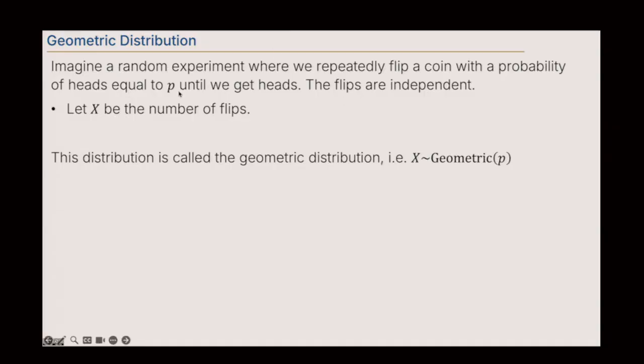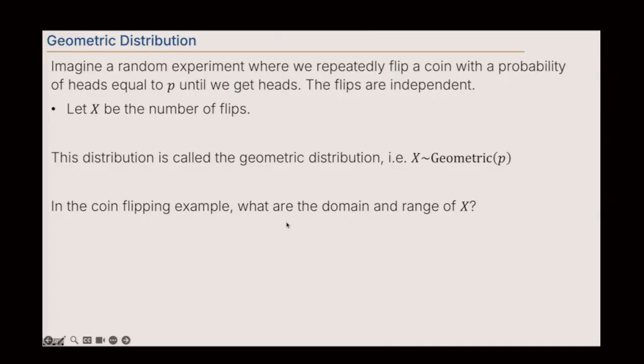Okay? So x is the number of flips until we get heads. And this distribution is called the geometric distribution. And it's going to be characterized by a single parameter p. So unlike a binomial where we had a specific number of flips, with a geometric, we're flipping until we get heads. That's the goal. So in the coin flipping example, what are the domain and range of this random variable?